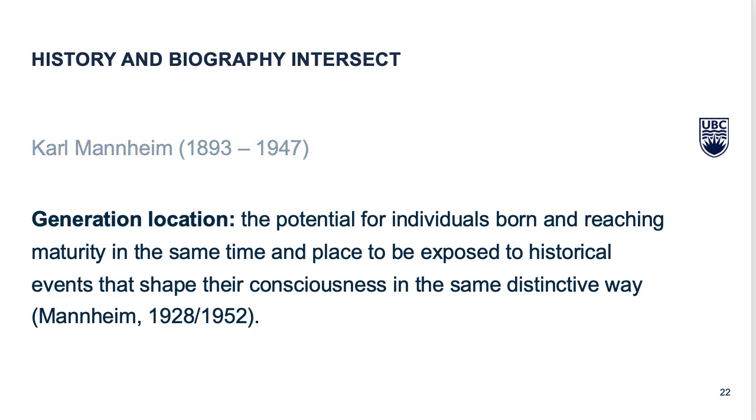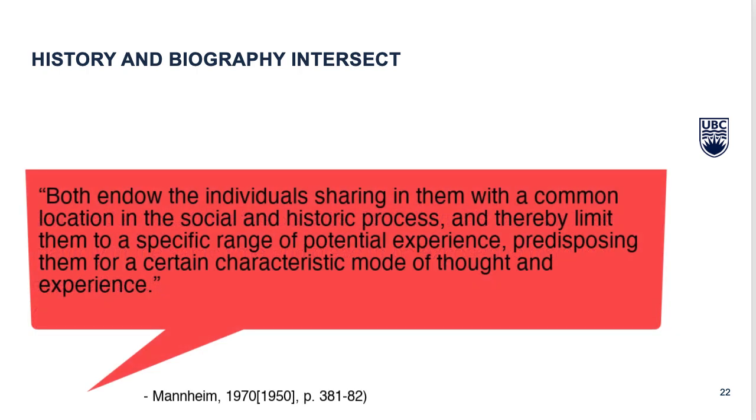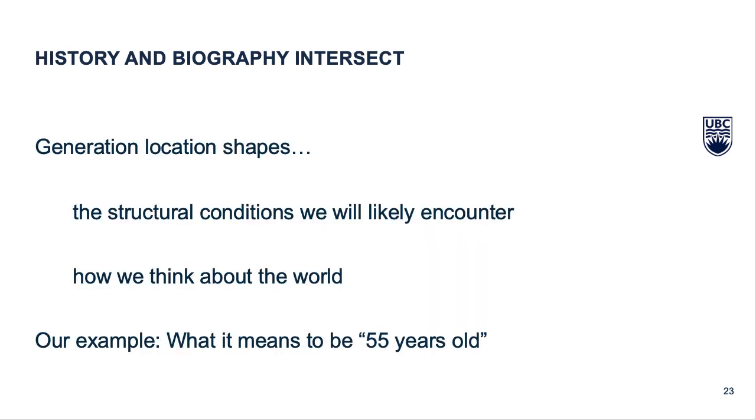Mannheim directly compares generation to class location. He writes, quote, that both generation and class endow the individuals sharing in them with a common location in the social and historic process, and thereby limit them to a specific range of potential experience, predisposing them for a certain characteristic mode of thought and experience. In other words, Mannheim is saying that generation location shapes the structural conditions we will likely encounter as young people, and as a result, how we think about and see the world.